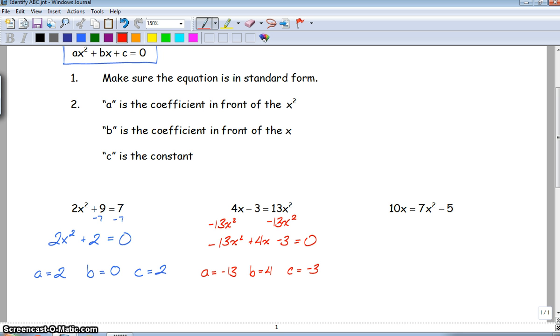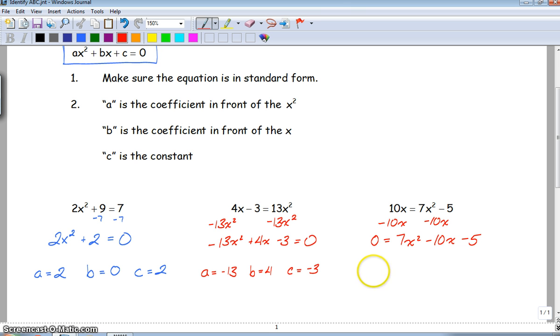The last one, you do not have to move all of your terms over to the left-hand side of the equation. Sometimes it's just easier to move everything to the right-hand side. And then we get 0 equals 7x squared minus 10x minus 5.